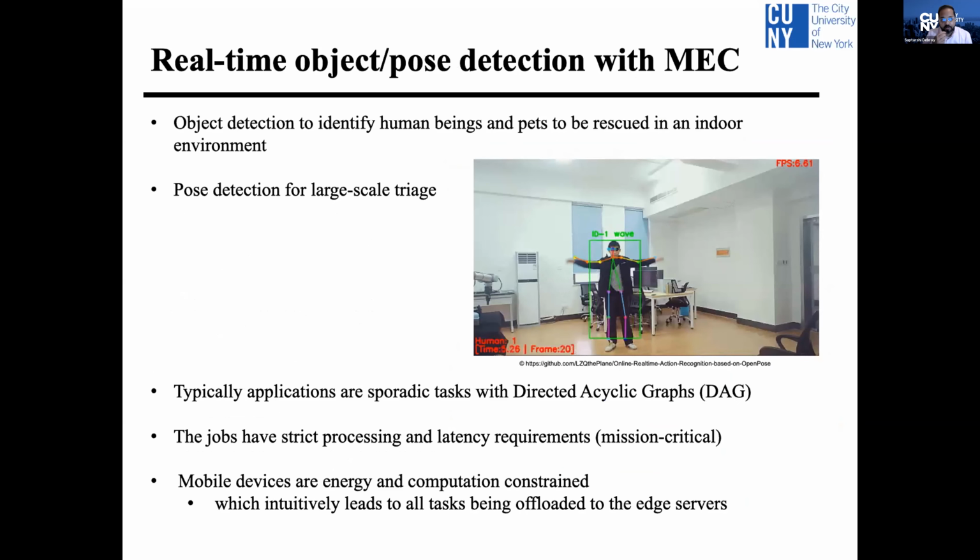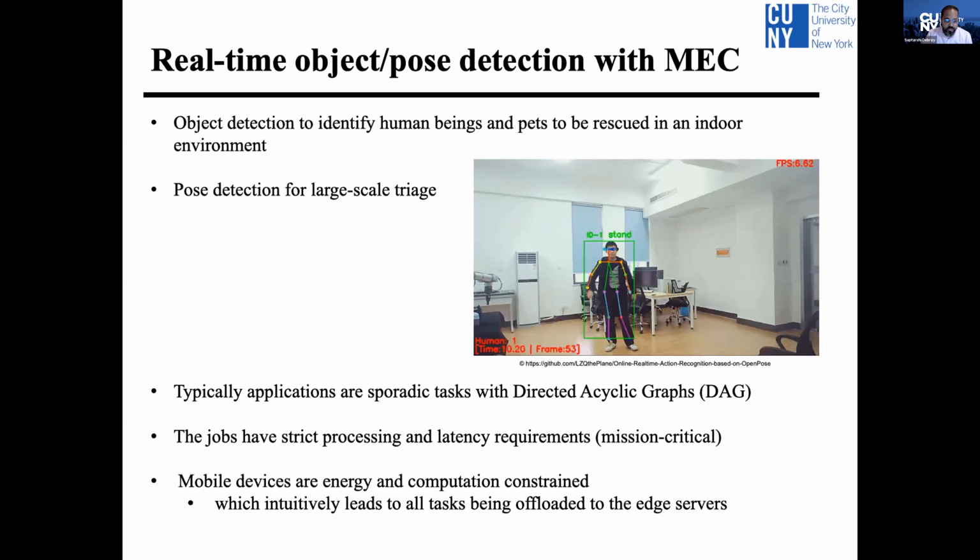So now we'll talk about a couple of applications that we have worked with. The first application is object or pose detection. I see that my next talk is dedicated to object detection, so I'll keep it short. Object detection is typically used by first responders to figure out whether there are human beings or pets stuck in an indoor environment, and to plan rescue operations. Pose detection is used for large scale triage, like figuring out who needs immediate attention, or who does not require that.